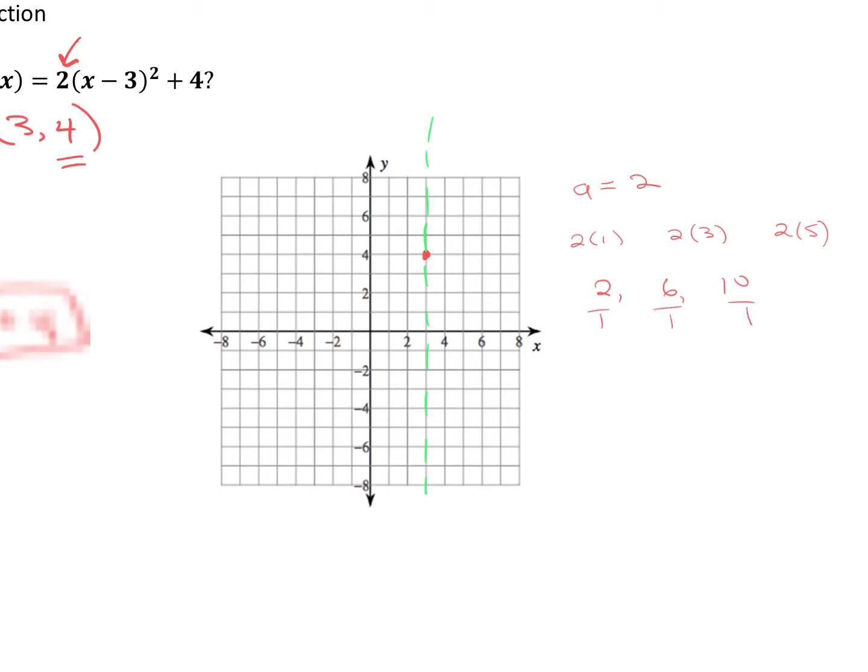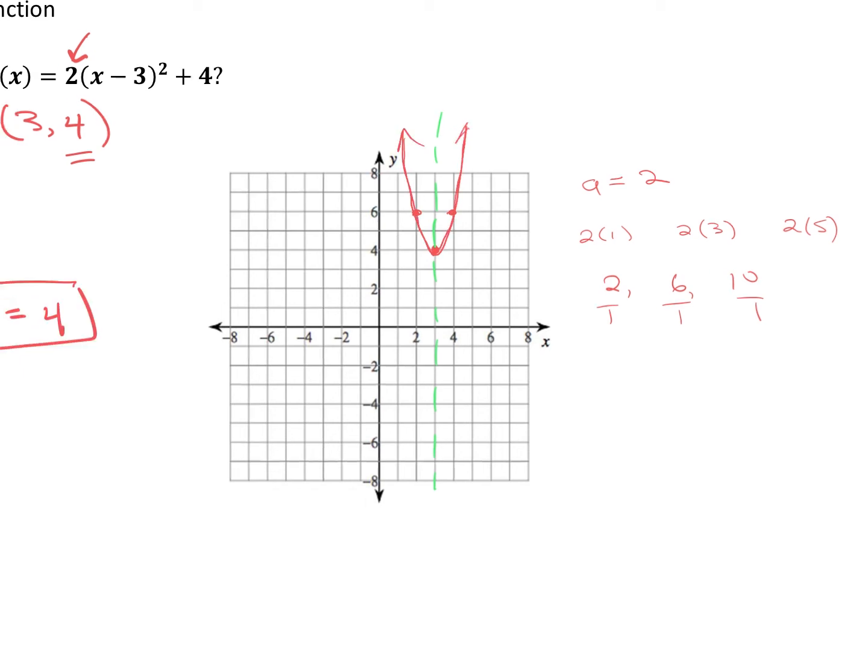If we put those over 1, we will go from our vertex up 2 to the right 1, up 6 to the right 1, up 10 to the right 1. So up 2 to the right 1, we've got that point. Up 6 to the right 1 is off of our graph, so then we can just get the same point on the other side. If we draw in that parabola, now we can see that, yeah, the minimum value is at a positive 4, like we said it would be. So that y value of your vertex will be the maximum or the minimum value.